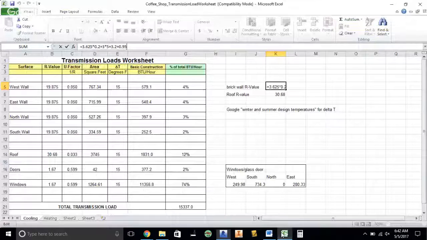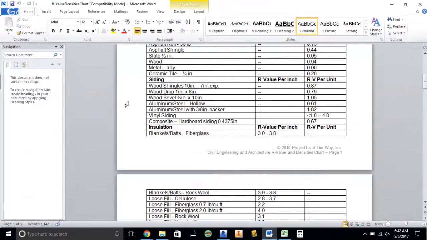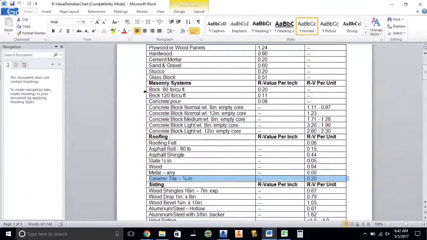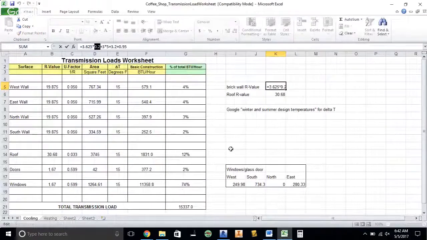Okay, all of these things went into this calculation. So 3 5/8 for my brick multiplied by 0.2. I found that 0.2 by going to the masonry section, masonry system. Brick 0.2 was my R value per inch. So I had to multiply the number of inches by my R value per inch.